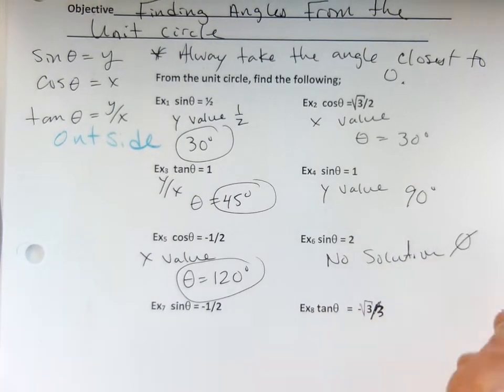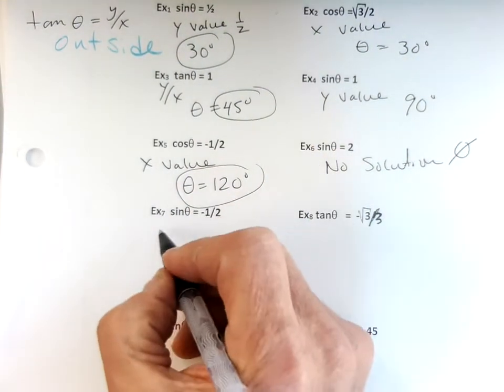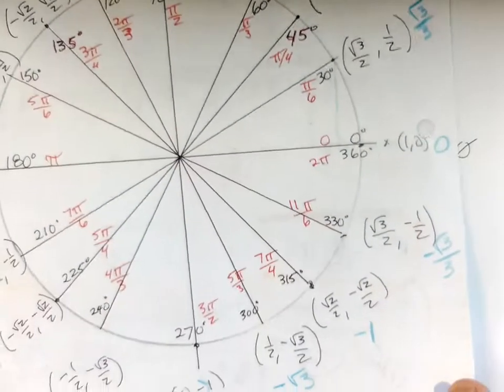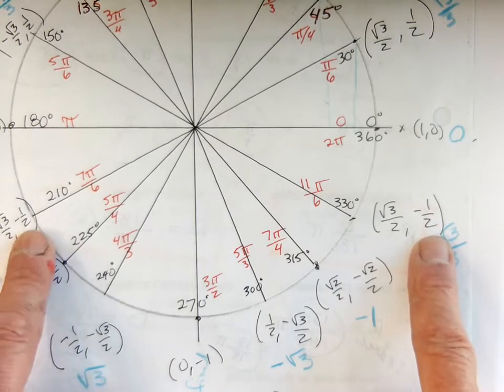Or even that answer there. That's the empty set, okay? Okay, negative 1/2. So I'm looking for a y value of negative 1/2. Well, it's here and it's here, right?